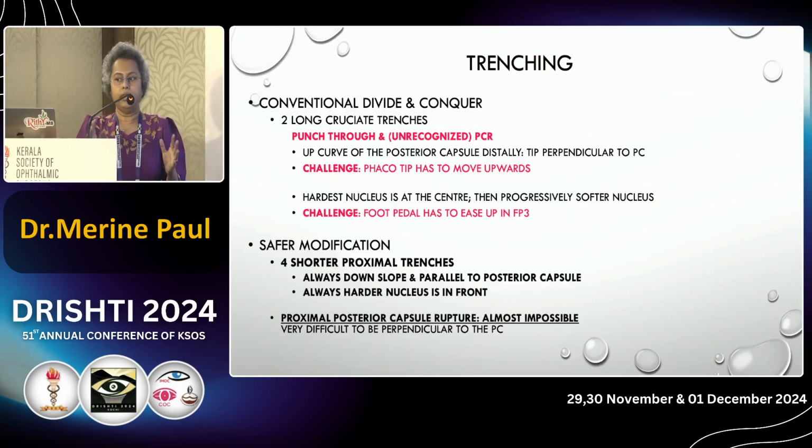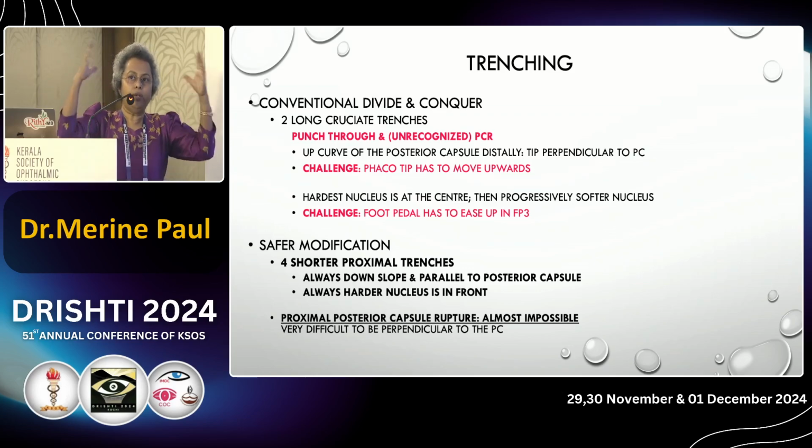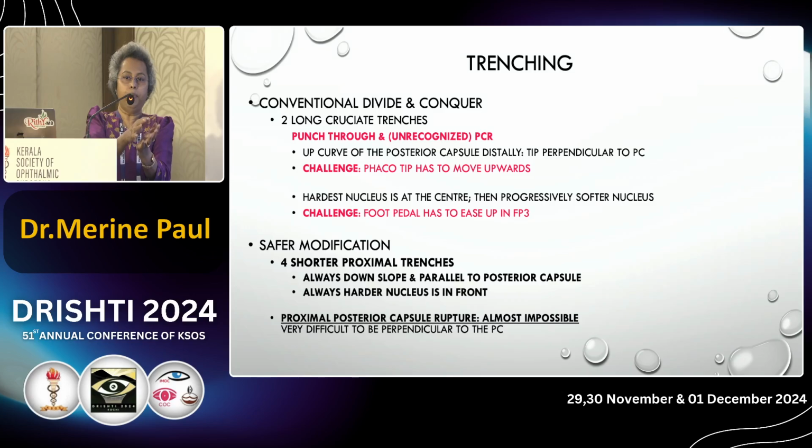So in conventional divide and conquer, we have two long cruciate trenches, and the problem with that is that while you go down and then you go further in, as a beginner, you tend to forget that the lens is a prolate thing, right? So what happens is that when you go down, and then you should actually go up, but because you're starting off, you forget that, and then you can get into a punch through PCR.